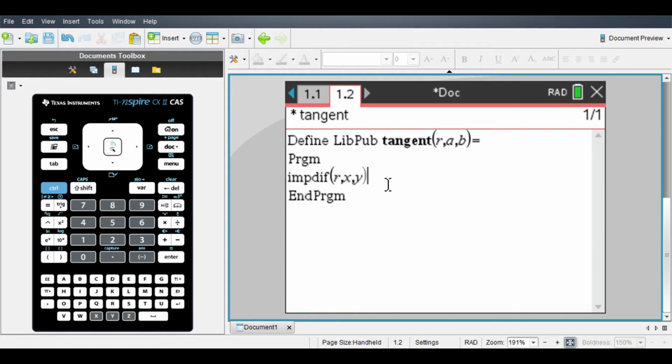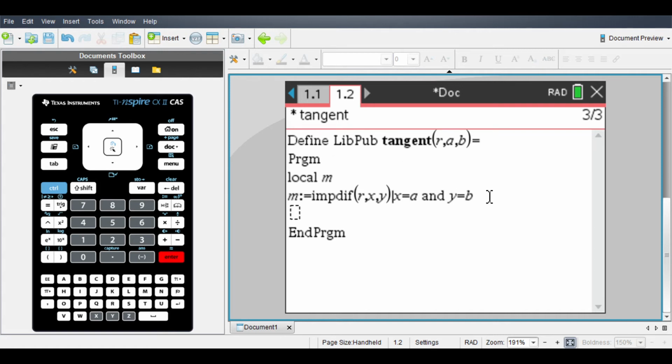So to calculate the gradient at that point, we need to sub in x equals a and y equals b. And this thing will now be the gradient. Since we'll use this later, we'll just store it as a variable called m. And to prevent this from interfering with other definitions of m outside this function, we'll localize it.